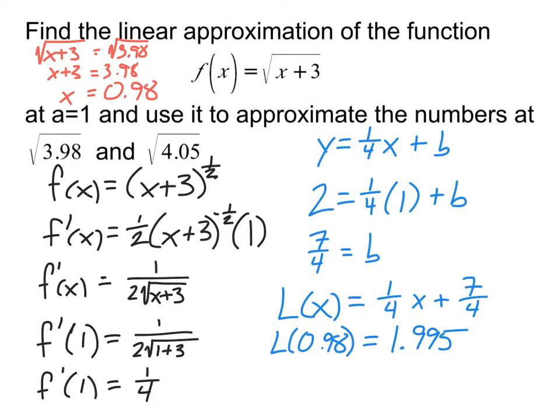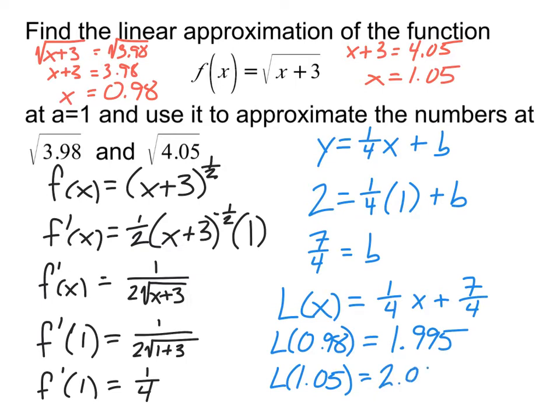And then as you're doing the second part, you're saying what's going to make the x plus 3 in this case equal 4.05. So that's why we're going to be plugging in an x value of 1.05. And for that estimate, you should be getting about 2.0125.